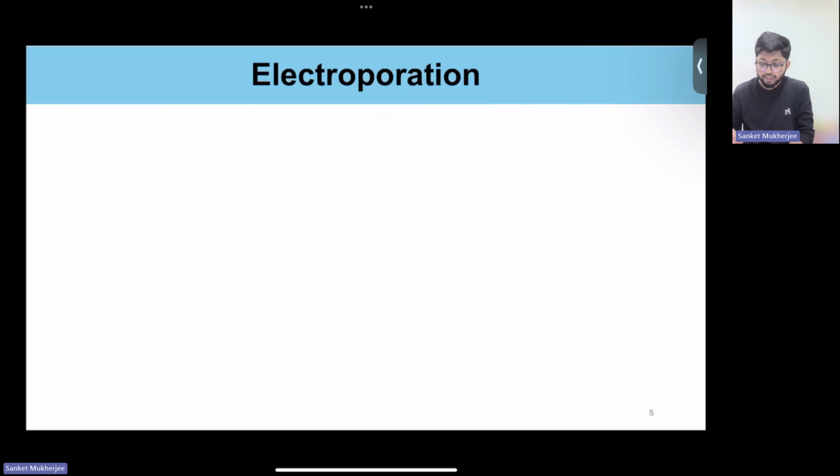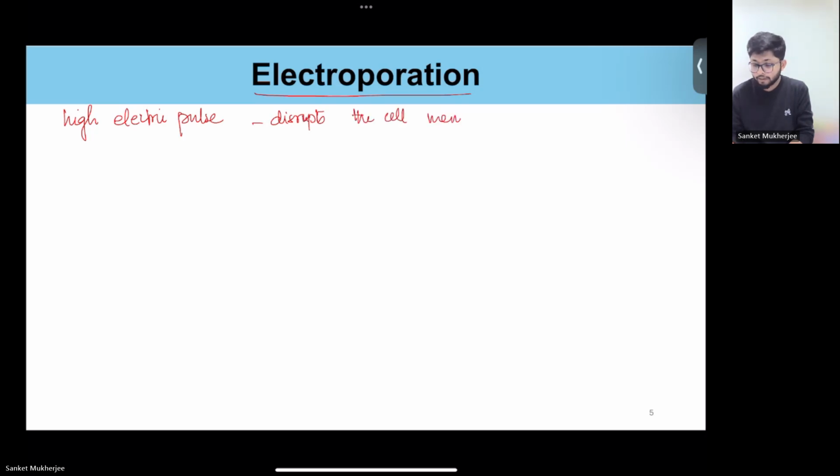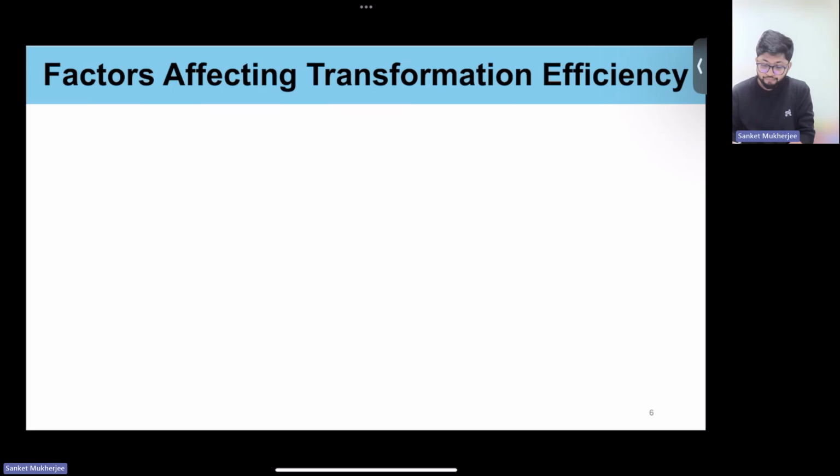Now coming to electroporation, it is another way of transformation. Again, here we give a high electric pulse and it disrupts the cell membrane, allowing entry of DNA. Right? There are several factors that affect the transformation efficiency.